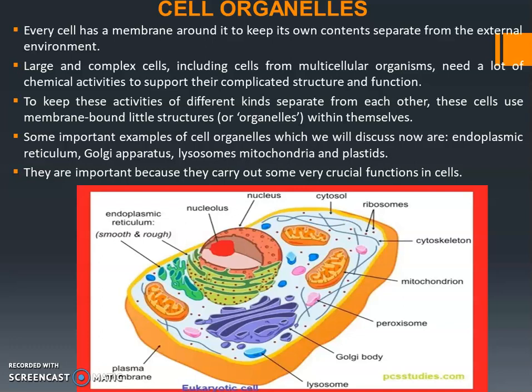Now, this is one of the other differences between eukaryotic and prokaryotic cells, children. This is one of the features of eukaryotes that distinguishes them from prokaryotes. What is it? They have membrane-bound organelles. Who will have membrane-bound organelles? Eukaryotic cells will have membrane-bound structures called organelles, which help in carrying out different functions inside the cell to support their complicated structure and function.